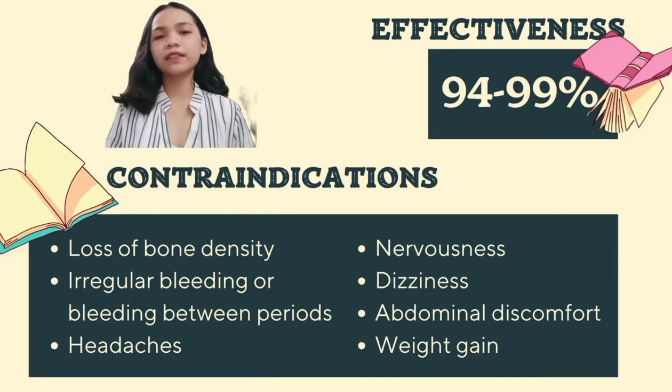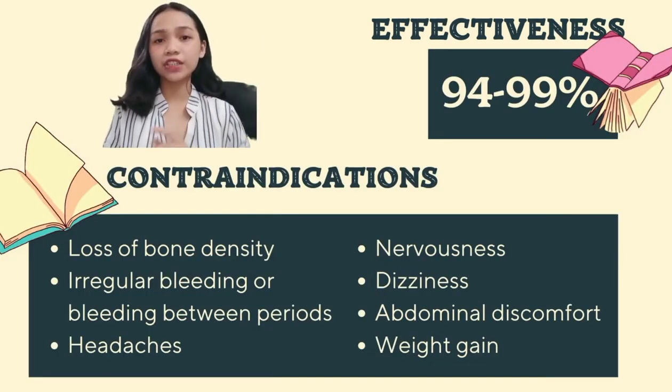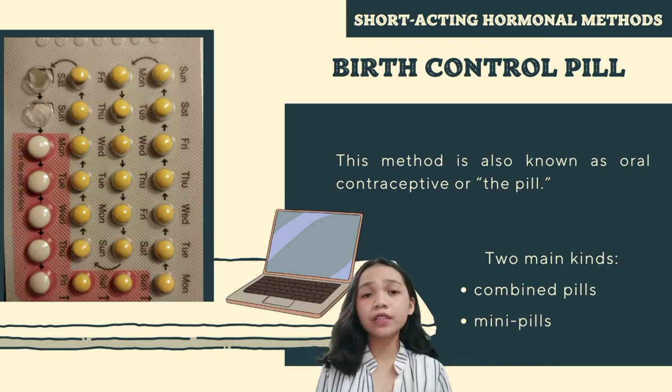It's 94% effective including women who don't get the shot on time, but it's 99% effective when using the contraceptive injection regularly. So its contraindications: loss of bone density, irregular bleeding or bleeding between periods, headaches, nervousness, dizziness, abdominal discomfort, and weight gain. Next one, we have the birth control pill.